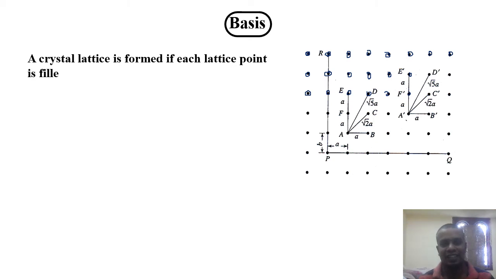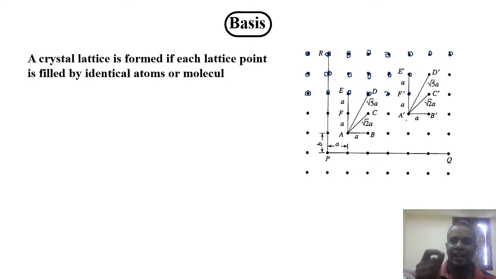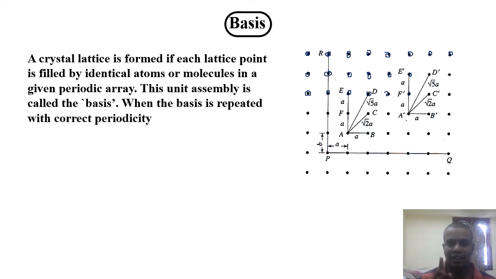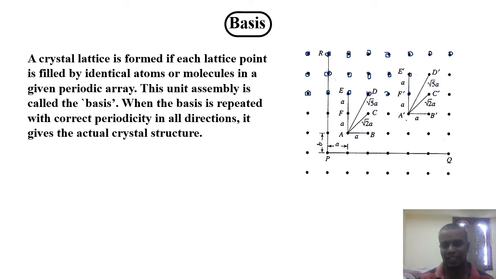Now you can relate the basis using the same distance relation between any two bases. Now we are really speaking about the atom basis. So how can we define the basis? A crystal lattice is formed if each lattice point is filled by identical atoms or molecules in a given periodic array. This unit assembly is called the basis. When the basis is repeated with the correct periodicity in all directions, it gives the actual crystal structure. This is the actual definition of the basis.